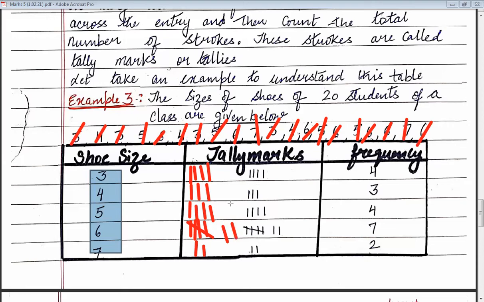So now this is known as tally marks. Now children, wherever we have put a stroke, these are all called tally marks. For each entry you are putting a stroke. So these strokes are called tally marks.